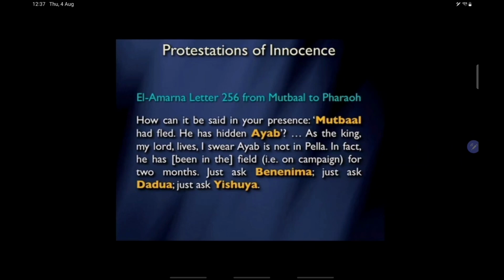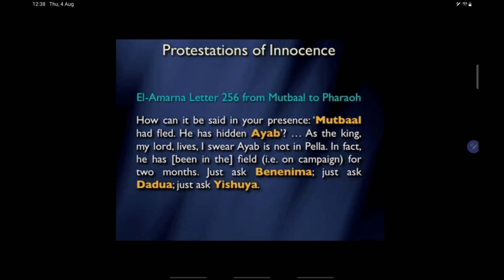In fact, he has been in the field, which is at war, for 2 months. Just ask Benanima. Just ask Dadua. Just ask Yeshua. Mutbal is being accused of hiding Ayab, and he's denied this, saying that Benanima, Dadua, and Yeshua can vouch for him. We can biblically identify everyone in this message.